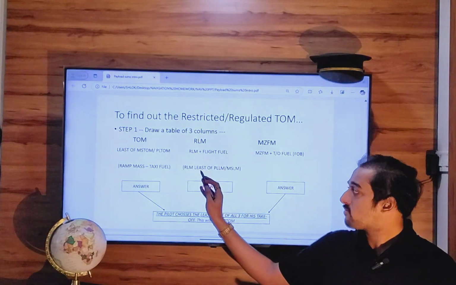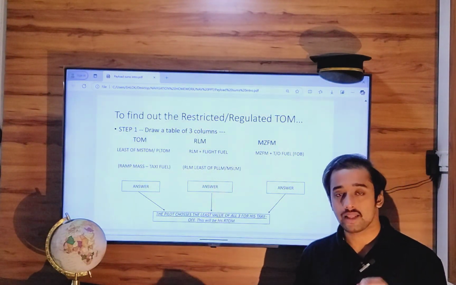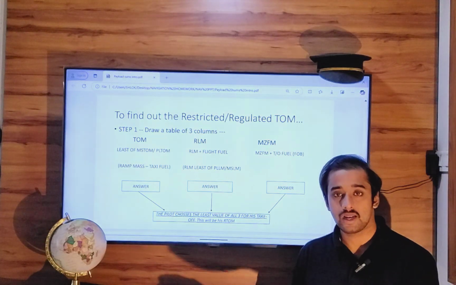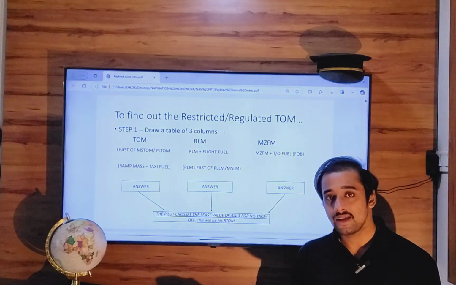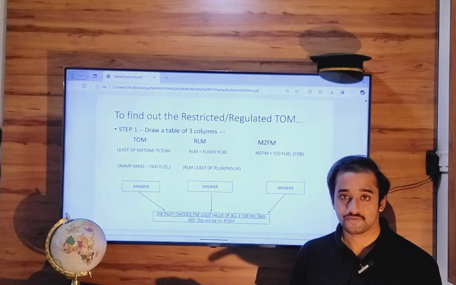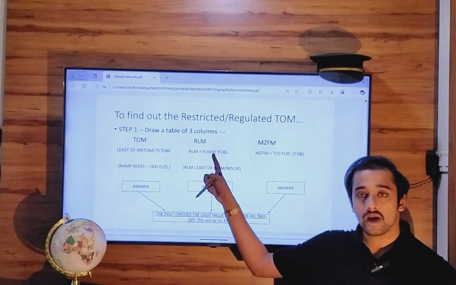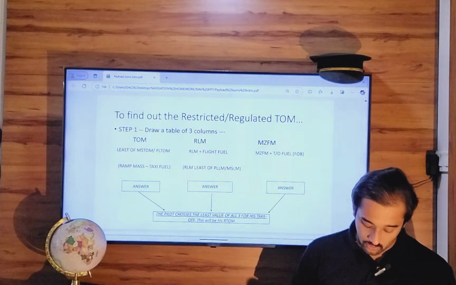Landing mass can also be found out from the question. They may directly give you maximum structural landing mass or performance limited landing mass. So if both are given, you have to choose the landing mass which is lesser of the 2 values. And to that you have to add flight fuel or trip fuel. This is your step number 1.